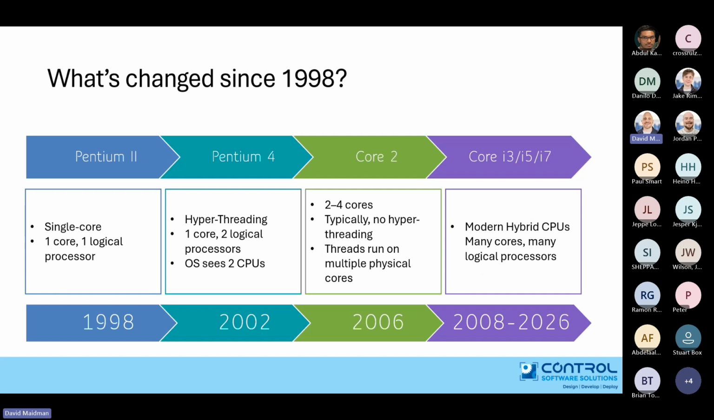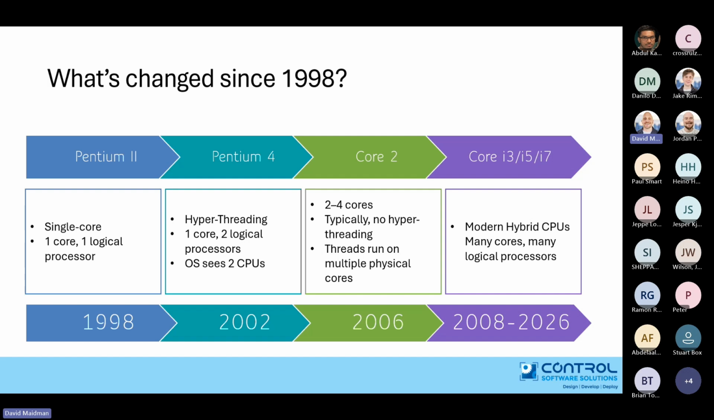So just a real quick overview of how processors have changed since 1998. Back in 1998, as I said, we had Pentium 2, which was a single core processor. So we've got one core, one logical processor. I'll explain some of these terms a bit more as we go on.